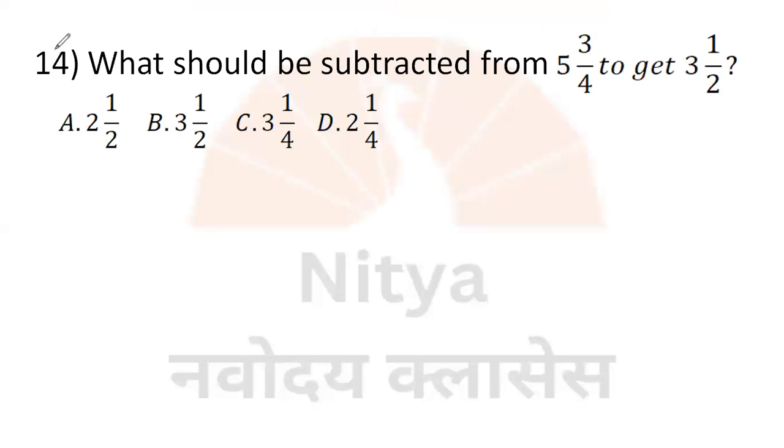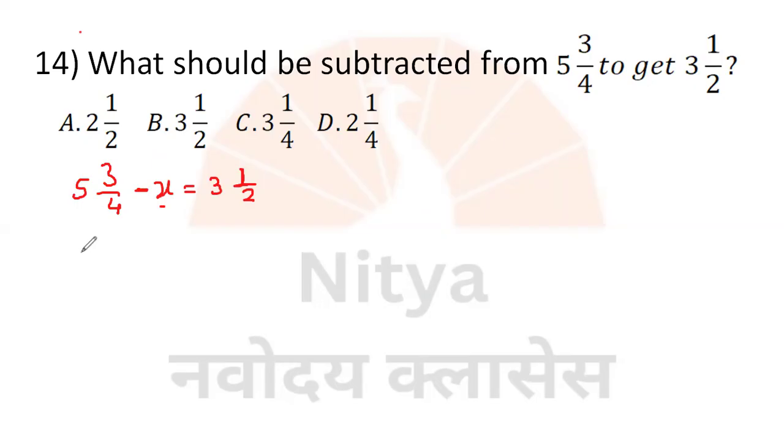Question 14. What should be subtracted from 5 3/4 to get 3 1/2? So see, here also we have to find what should be subtracted. What should be subtracted, that is x. So that we get 3 1/2. So this is the question, the meaning of the question.